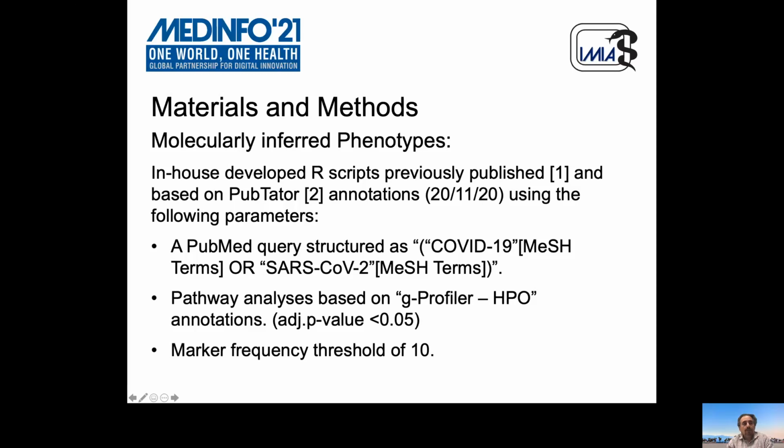And we applied a pathway analysis to identify Human Phenotype Ontology, HPO, annotations based on an enrichment analysis using an adjusted p-value of 0.05, and the adjustment method is the Benjamini-Hochberg. We also use a marker frequency threshold of 10, meaning that each of these markers that we are going to analyze for this enrichment had to appear in at least 10 different papers.